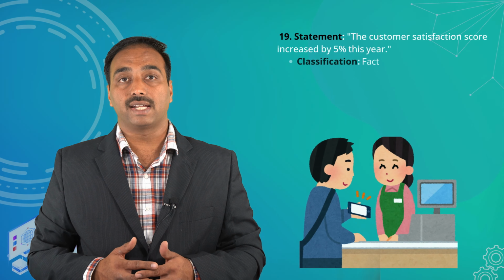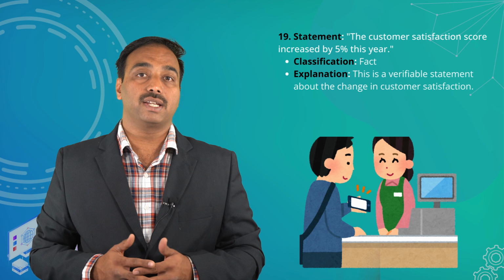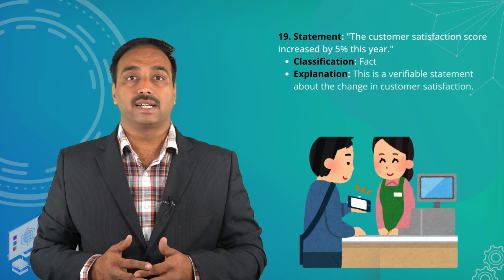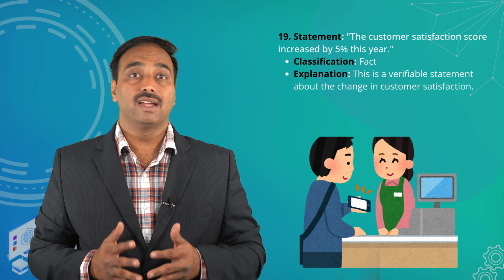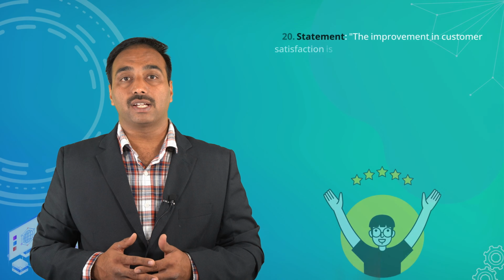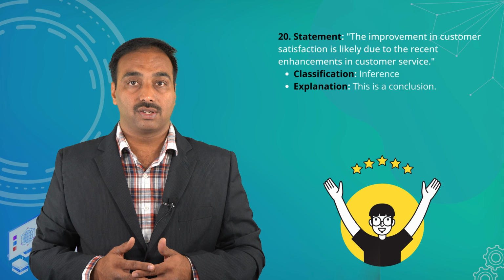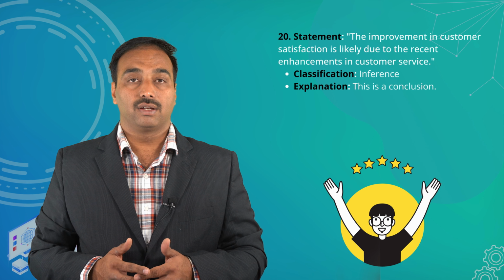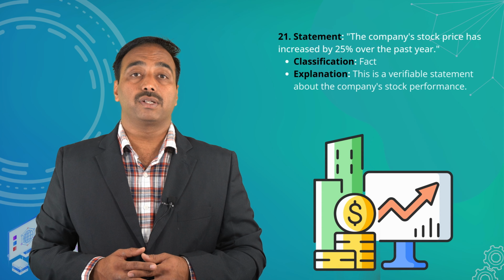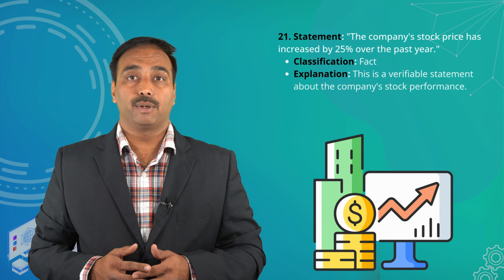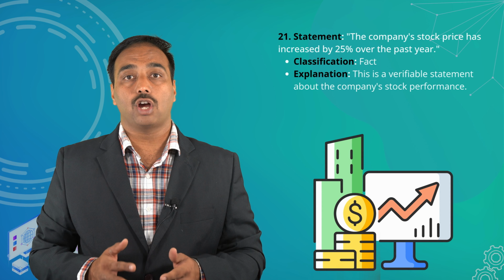The customer satisfaction score increased by 5% this year. This is a fact, as it is a verifiable statement about the change in customer satisfaction. The improvement in customer satisfaction is likely due to the recent enhancements in customer service. This is an example of inference, because this is a conclusion. The company's stock price has increased by 25% over the past year. This is a fact, because it's a verifiable statement about the company's stock performance.